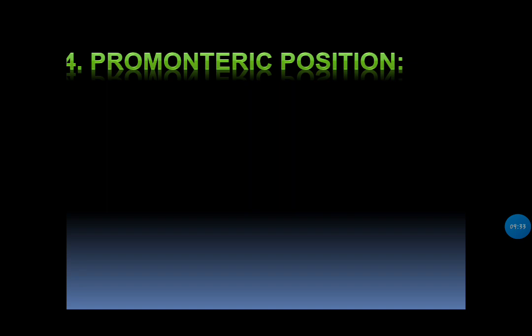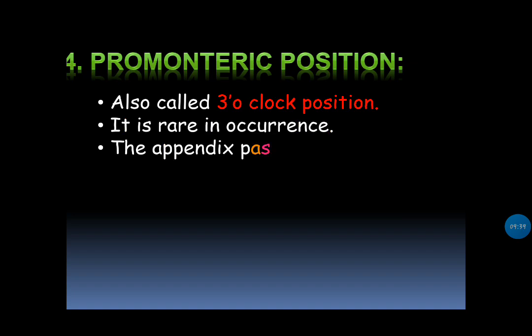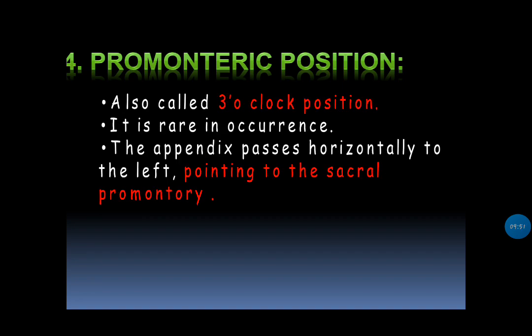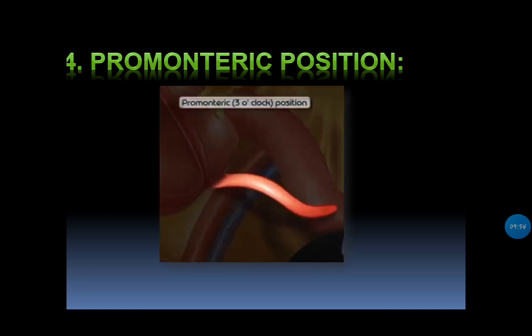So the fourth one is the promontoric position, which is also called the 3 o'clock position. In this position, the tip of the appendix will be directed horizontally, pointing to the sacral promontory. This promontoric position is very rare in occurrence. Here in this diagram you can see it is directed horizontally. It passes horizontally to the left.